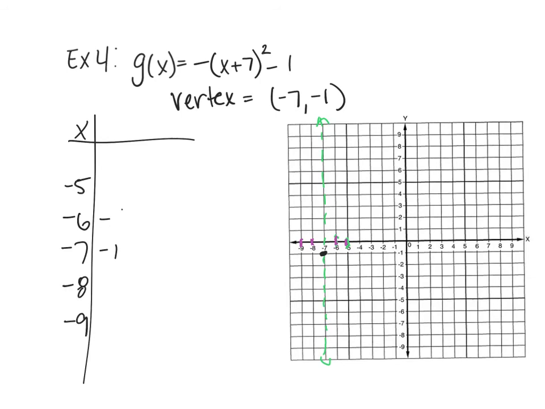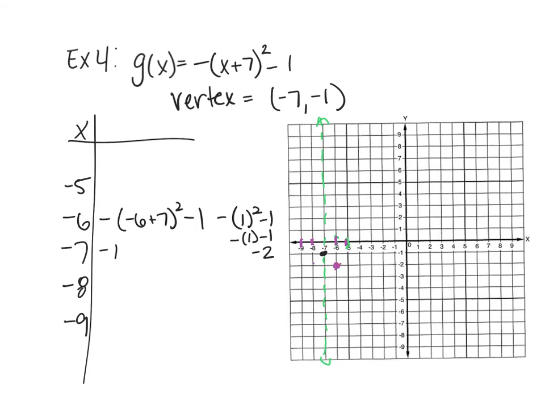So when I plug it in, -6 plus 7 squared minus 1. That negative in front has to be dealt with after. So it's -6 plus 7 is 1. So it's -1 squared minus 1. And then 1 squared is +1. So -1 minus 1 is -2. So my point is -6, -2.